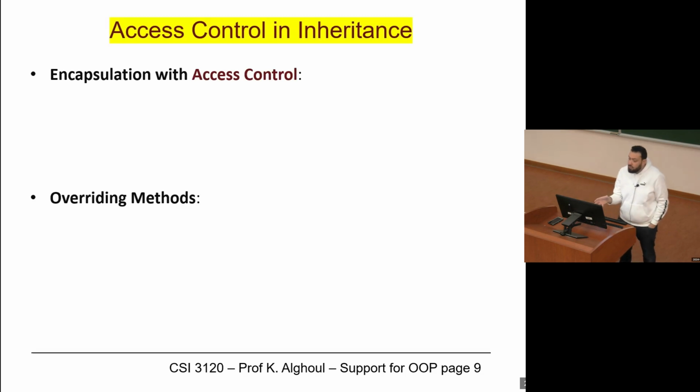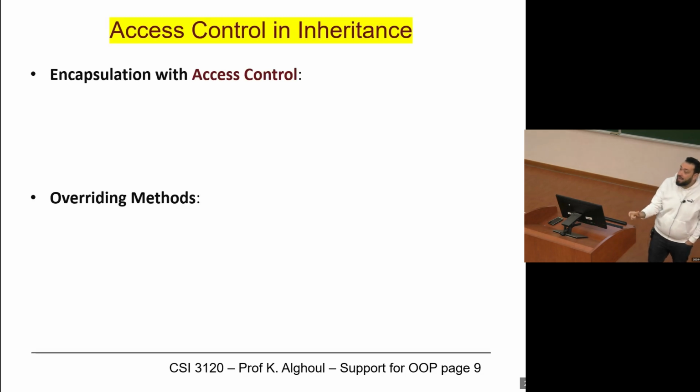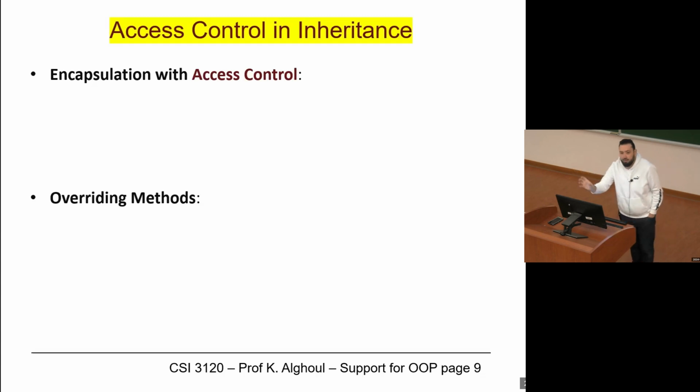So, access control and inheritance. Now, access control is one of the most powerful things. When we talk about the object-oriented concept, you're going to see how some languages, when they design the language, focus a lot on the access control. Some other languages, no, for example, they didn't focus. So this is one of the design decisions that you have to take. So what are the access controls when it comes to inheritance?